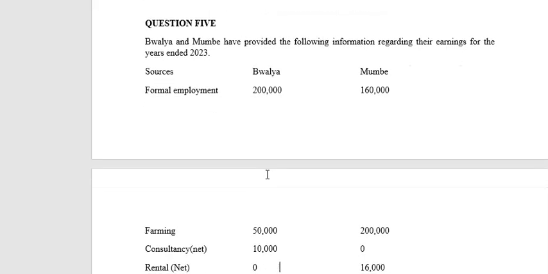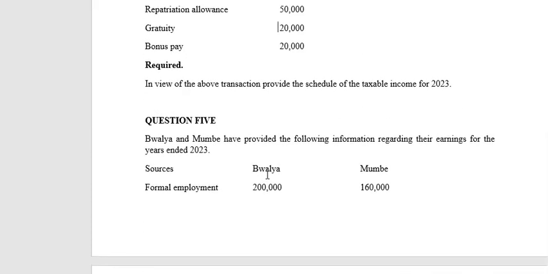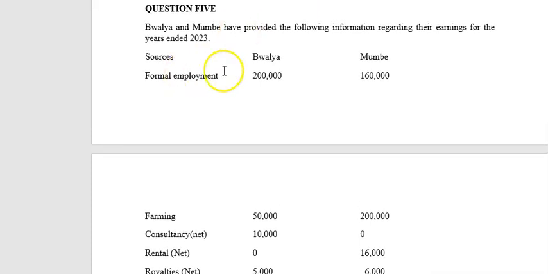In the previous video, part 1 of this lesson, I already answered for Wadia. So today I'll be answering for Mumbe. I'll read the question so that we get how we are going to be applying the law as we answer this question. So I have formal employment, Mumbe. I'll stick to Mumbe because that's the one I'm doing the computation for.